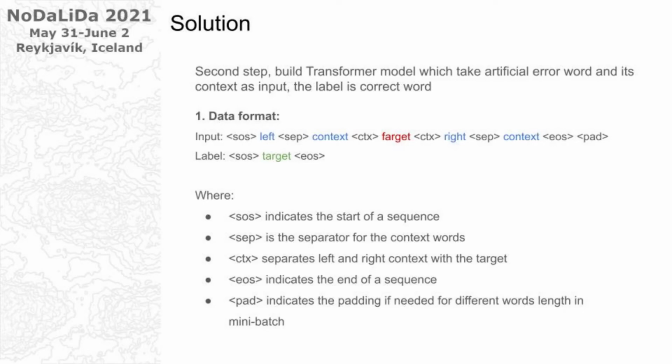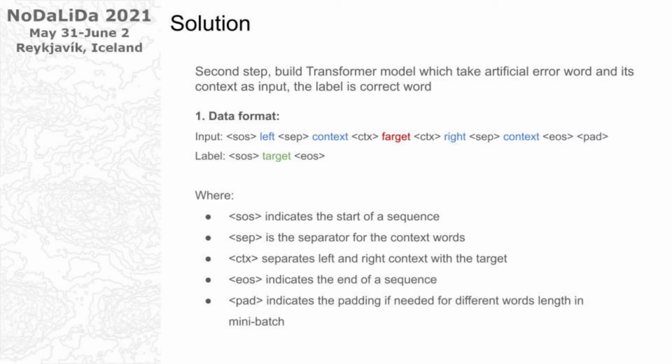After having the parallel data, next we train a transformer model which takes artificial error words and their context as the input, and the label is the correct word. The key of our model is in the data format. We format inputs as follows, where we use a window of words as input. In this window, the middle word is the target and it is modified to the wrong word. The left and right contexts are kept in correct form. The label is the correct word of the target.